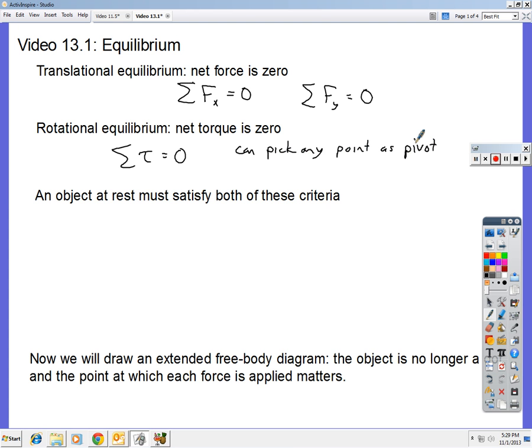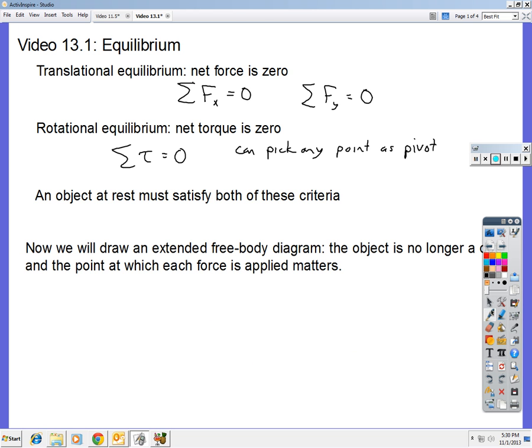Generally, we're going to pick the pivot point to be the point of application of as many forces as possible so that they don't produce torques. But it really is up to us, and one thing you'll get good at if you do enough practice is picking that pivot point. And so if we've got an object at rest, it will satisfy both of those criteria, which means we're generally going to get 3 different equations. And we'll be able to solve for 3 different variables if we want to.